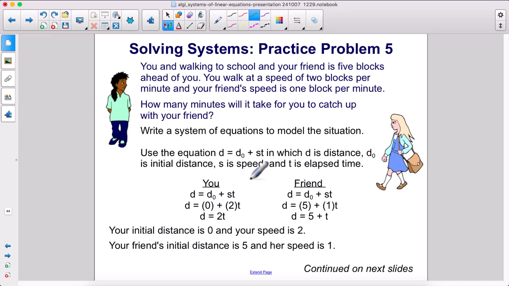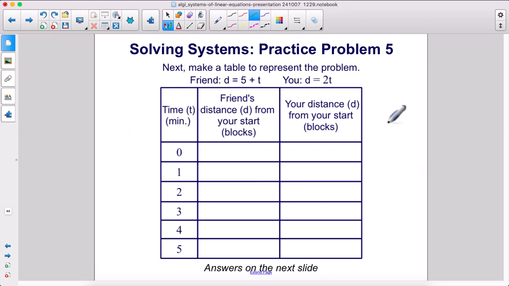So you have an equation where you're starting at a position of 0, your friend is starting at a position of 5, so 5 blocks ahead of you. Then you walk at a speed of 2 for a certain amount of time. She walks at a speed of 1 for a certain amount of time. So d equals 2t, but d also equals 5 plus t, because when the d in this equation is the same as the d in this equation, both people will be at the same position, which is when you catch up with the friend.